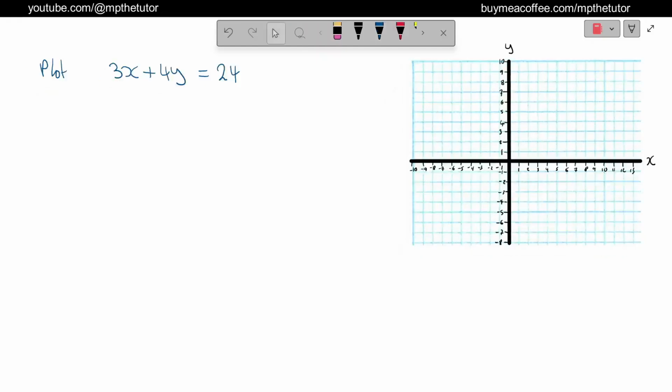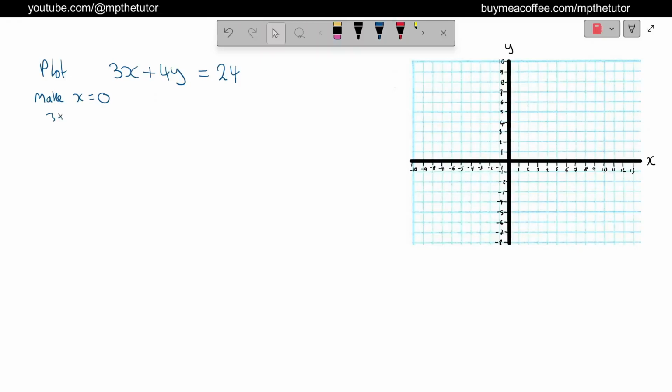Let's have a little look at this next one. Here we have to plot 3x plus 4y equals 24. What we could do is rearrange to make y the subject and then start plugging in some values for x to work out y. But another way we can make plotting much easier is to make x equal 0. So what is the value of y when x is 0, and then we do the same to work out the value of x when y is 0.